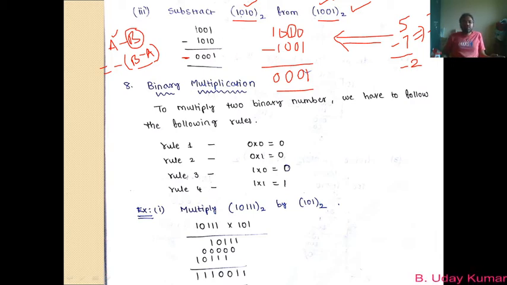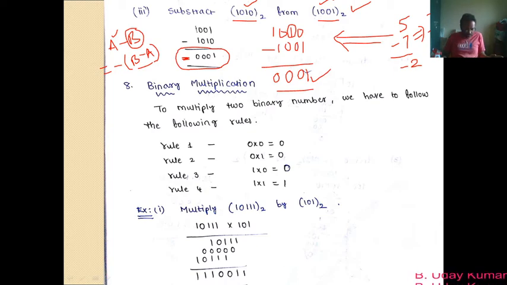So that means when you subtract 1010 from 1001, what is the answer that you are getting? You are getting minus 0001. Is that clear? So try to understand that.